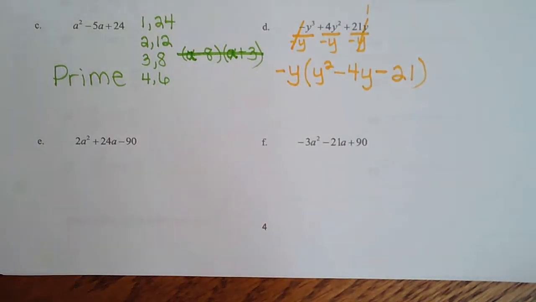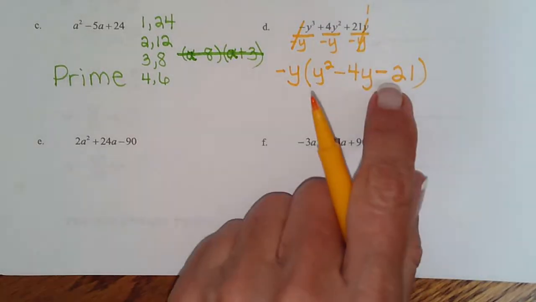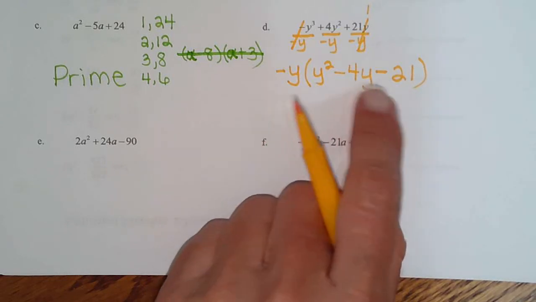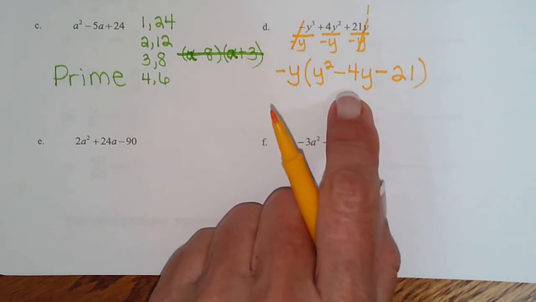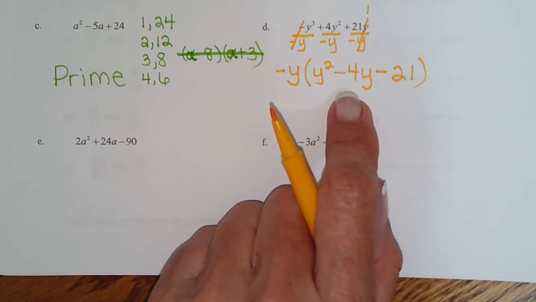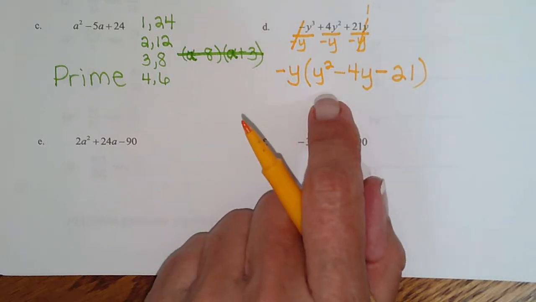And so on the test, a lot of students get that step and then they just box it. No, you can't stop. If this factors, you have to factor it again. So don't just assume every polynomial factors once. There's 8 problems on your test that factor twice. So we never stop after the first.